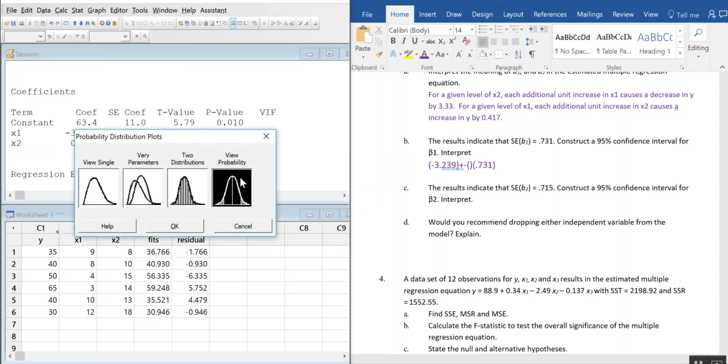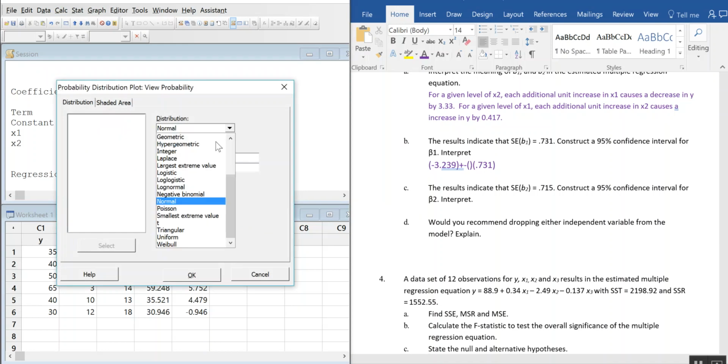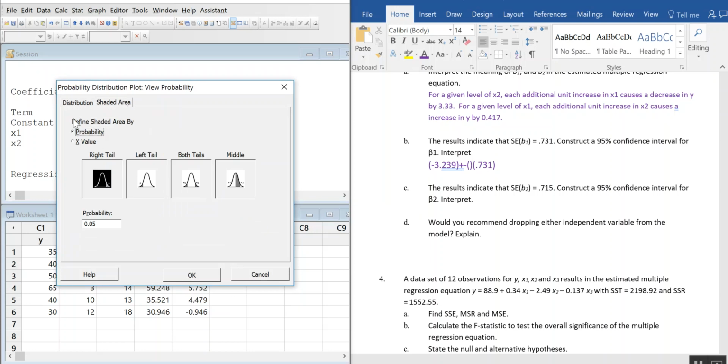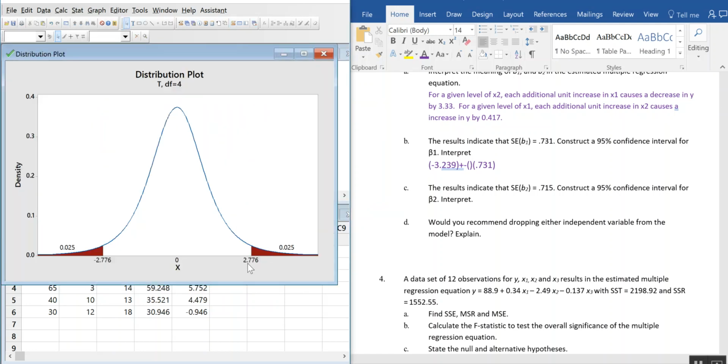I have 6 data pieces. So we go up to graph, probability distribution plot, probability view. I'm going to hit OK. And then I want the t, and my degrees of freedom is going to be 4. I want shaded area, and I want the middle probability to be 95%. So I want 5% in both tails, split in half on each of them. This is just the quick way to do it. Hit OK. So the t I want is actually 2.776.